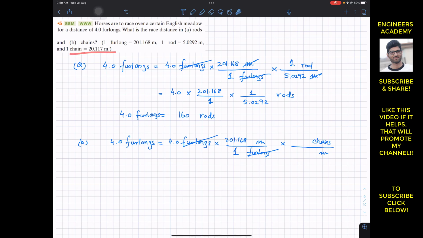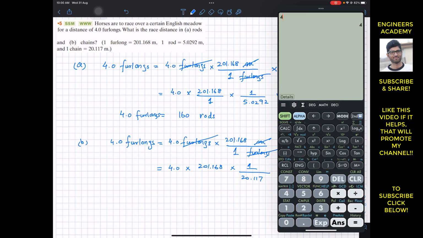So now one chain is equal to 20.117 meters. So meters will cancel out. So this is 4.0 multiplied by 201.168 divided by 1, which gives 201.168, multiplied by 1 divided by 20.117, and ultimately we will get this in chains. So this is 4 multiplied by 201.168 multiplied by 1 divided by 20.117. So this is 39.9, approximately equal to 40 chains. So 4.0 furlongs is equal to 40 chains.